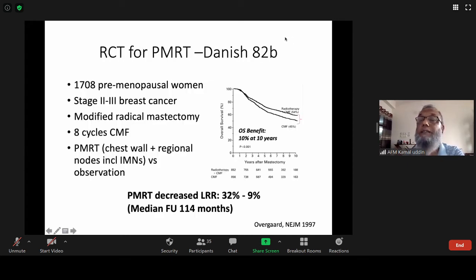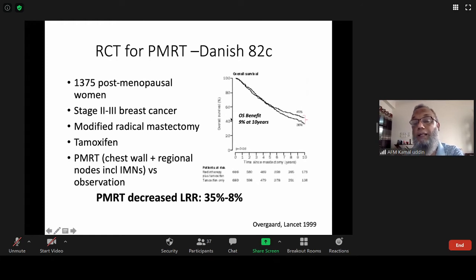If you look at the evidence, the Danish group did a really great job for breast cancer. This is the old trial 82B, done for premenopausal women, where they showed that adjuvant radiotherapy gave an overall survival benefit. At the same time, they did another study, 82C, by the same group, in postmenopausal women, giving tamoxifen for 1 year and adjuvant radiotherapy, and even there they showed a 9% overall survival benefit at 10 years. In both studies, they showed that PMRT with RNI decreased the local risk of recurrence.